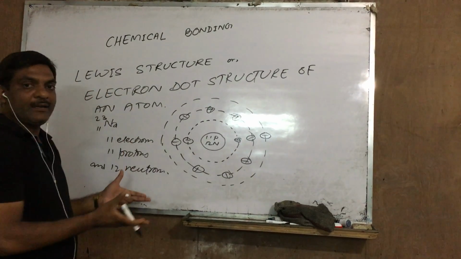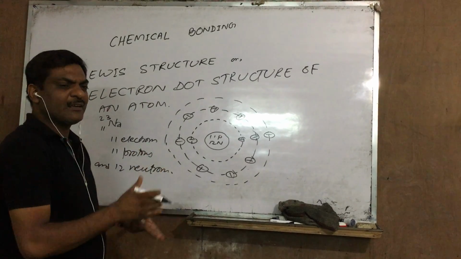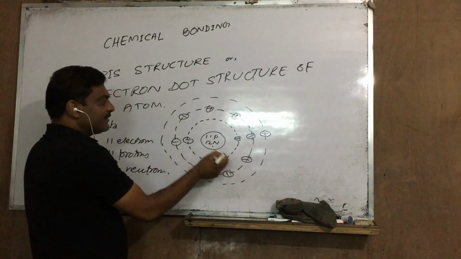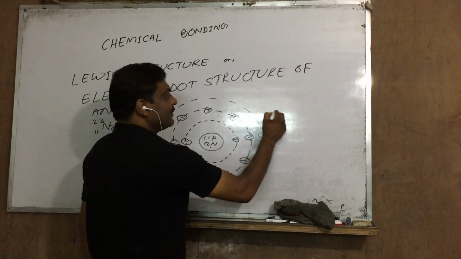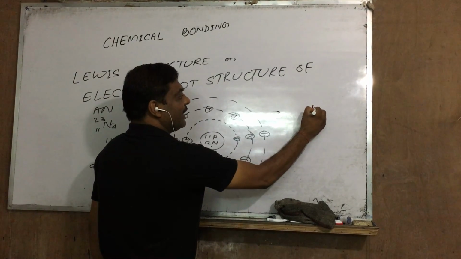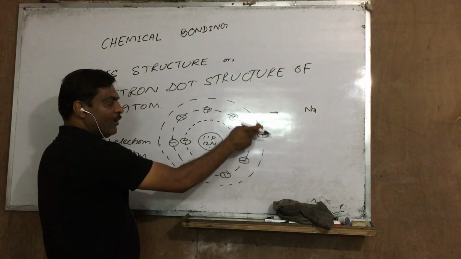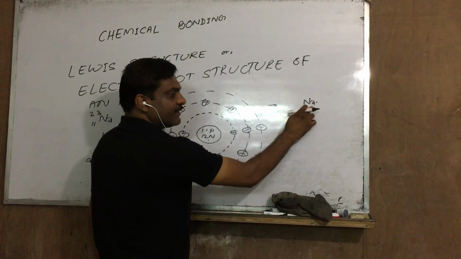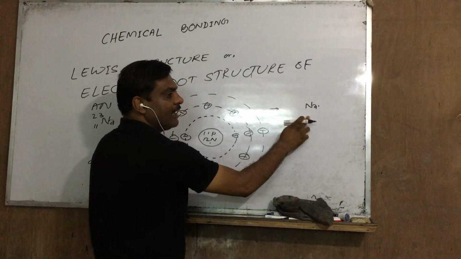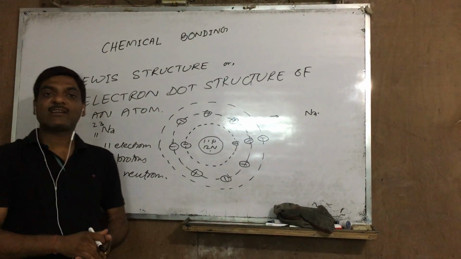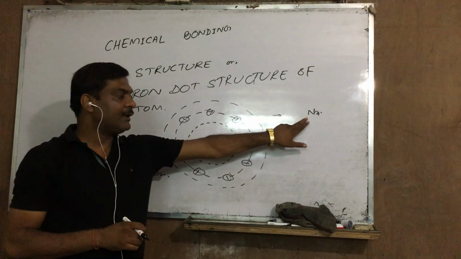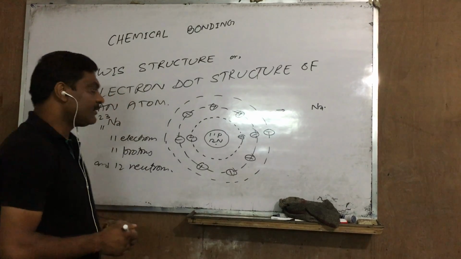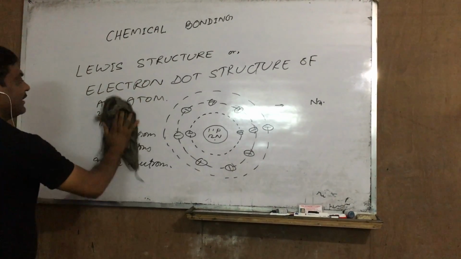Writing in this way every time is difficult. So to ease this structure, the nucleus and the inner shells are denoted by the symbol of the element only, Na, and the electron in the outermost shell, that is the valence electron, is denoted by a dot. This is the electron dot structure of the sodium atom. So simply, the electron dot structure is the symbol of the element with some dots which represent the valence electrons. This was the electron dot structure of an atom.